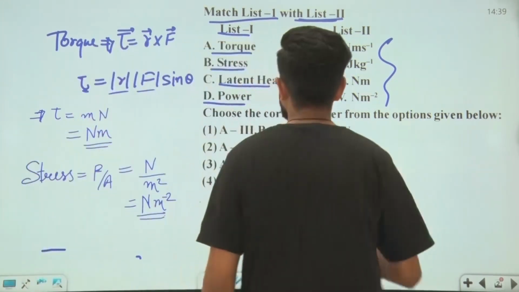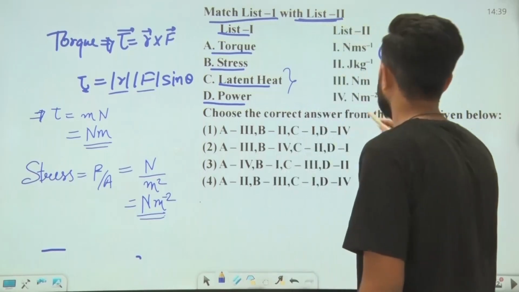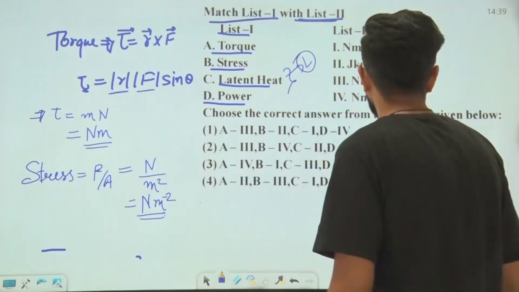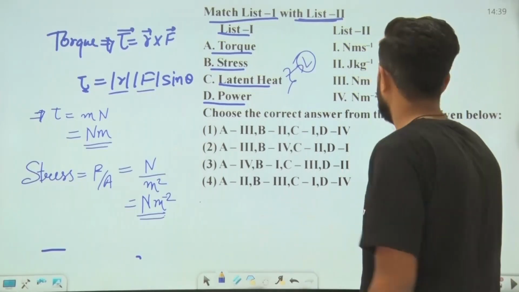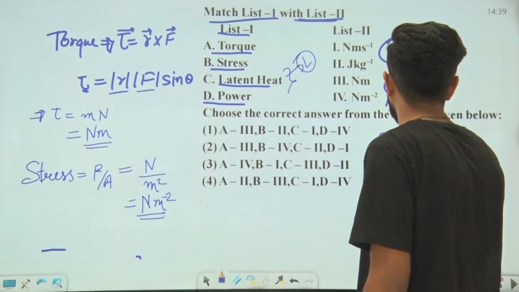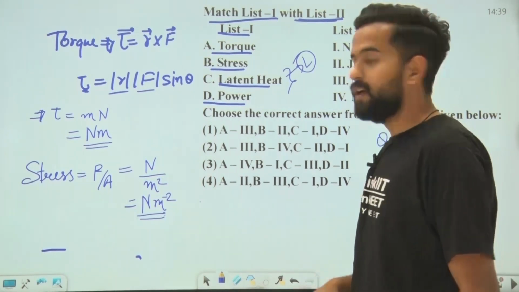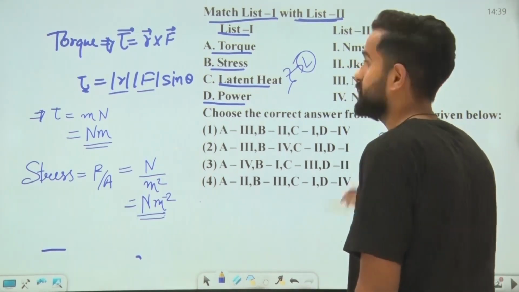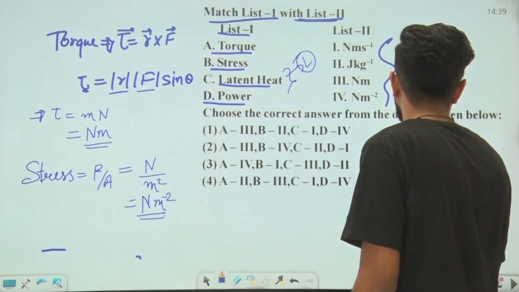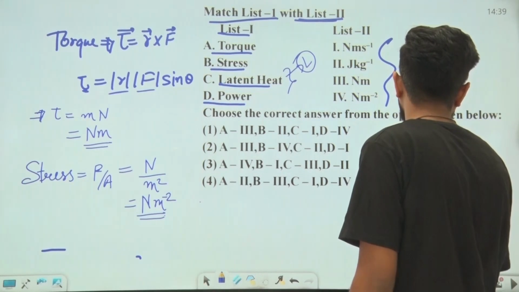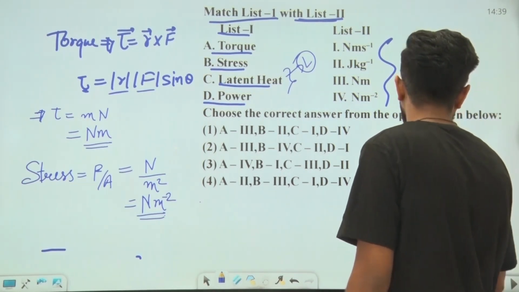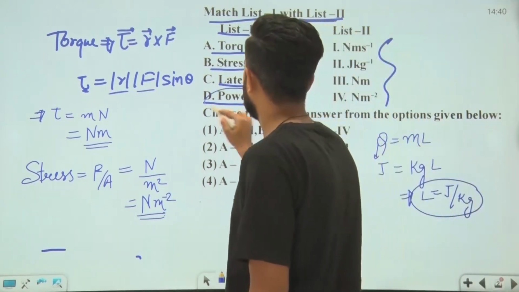Next is latent heat. Latent heat is represented by L. If I go into the relation, energy is equal to mass into latent heat, and the unit for energy is joule. So J here, mass is kg and into L. So for L it will be joule per kg.